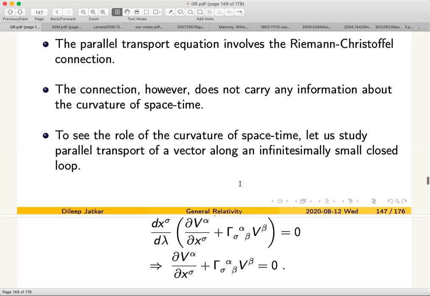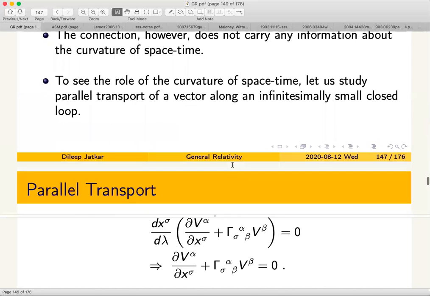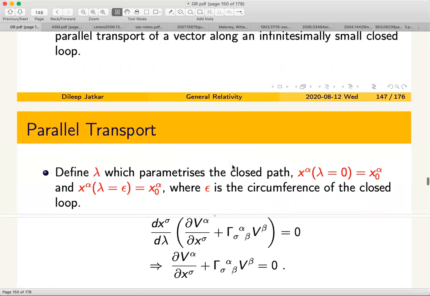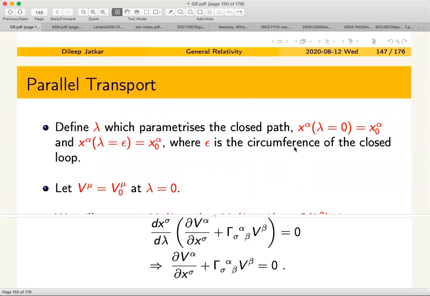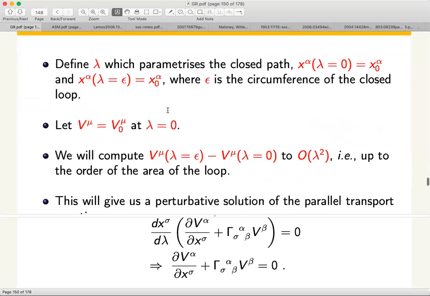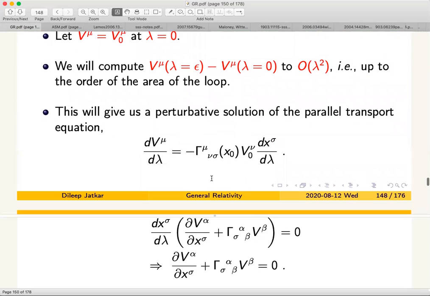Okay, so what we did was we considered the infinitesimal loop and tried to see how to evaluate the parallel transport of a vector, and we figured that this equation needs to be solved in a perturbative fashion. We defined the vector to be some value v naught mu at a particular point, and then we substituted that in the equation and gave a perturbative answer to the differential part of the equation.